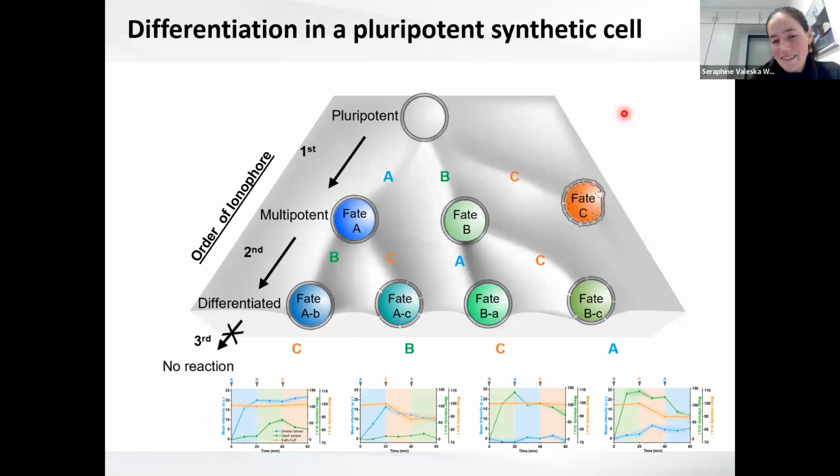So we think that this could be reminiscent of a pluripotent synthetic cell, and depending on which order it encounters different inputs, it differentiates towards different fates. The first ionophore is the one which basically converts the pluripotent into a multipotent system. The second ionophore seems to be still able to activate the enzymes to some extent at a low level, but then the third ionophore no longer changes the activity at all.